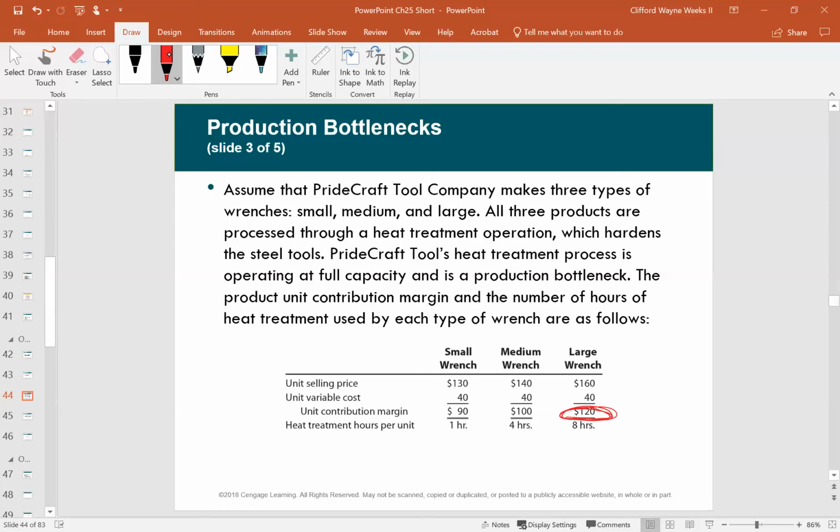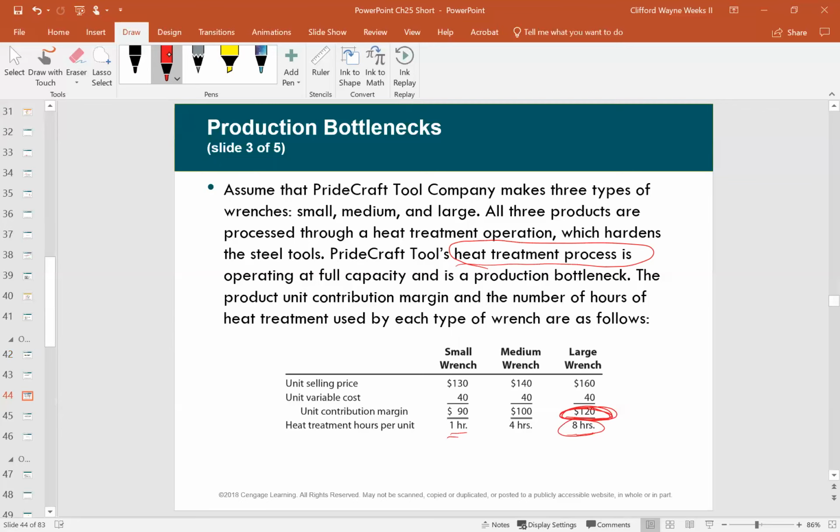If you know anything about metal, you know that the tensile strength of metal is developed through the heating, cooling, and reheating of metal. And so this Pride Craft Tool Company has a heat treatment process, which is their bottleneck. To make the small wrench, it takes 1 hour to run that small wrench through. However, it takes 8 hours to run the large wrench through.